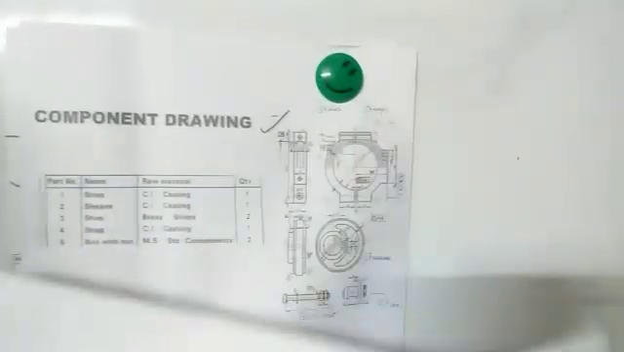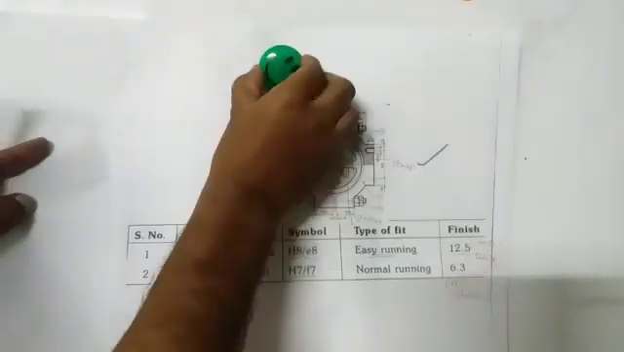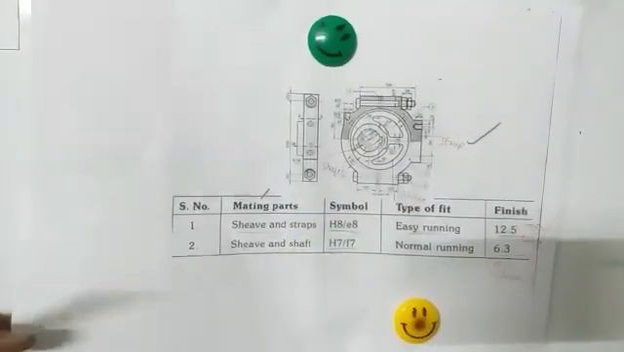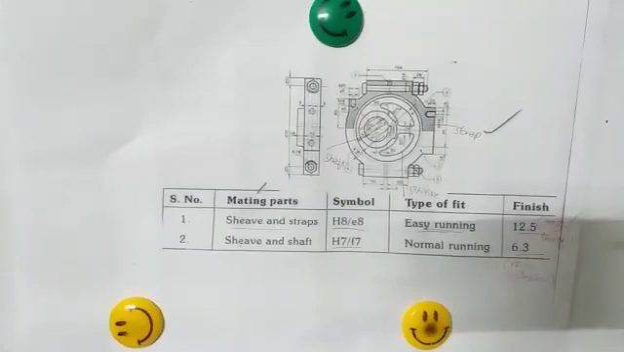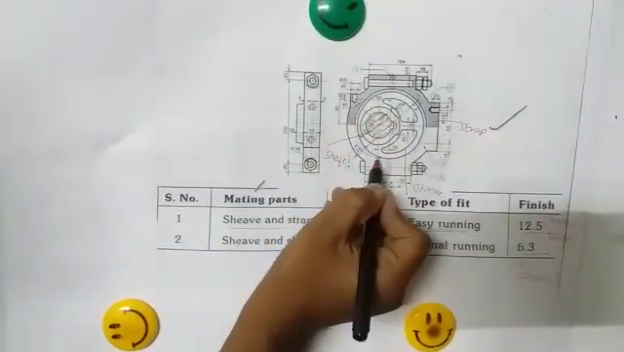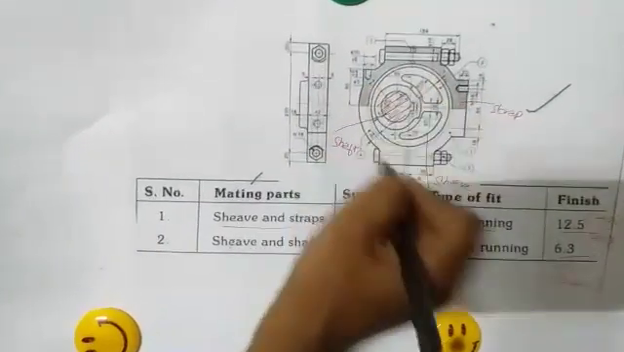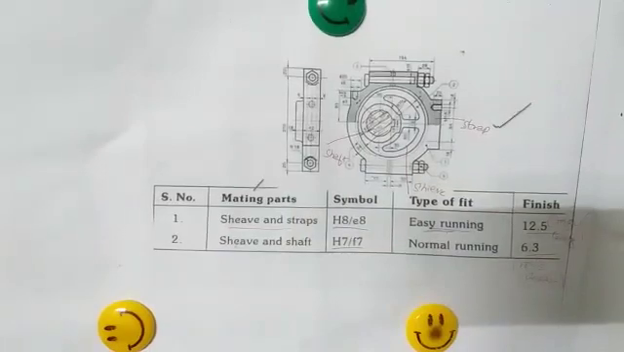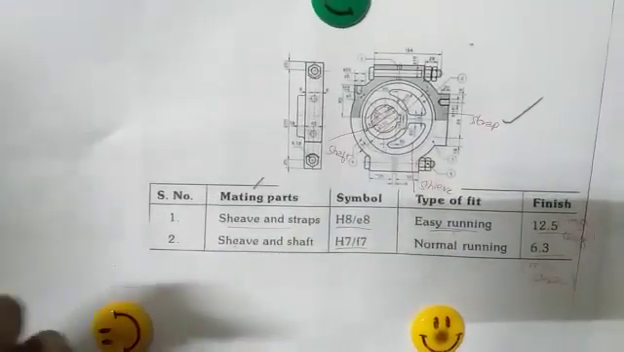We can expect limits and fits. The two types of thing we can expect: one is the sheaves and the straps. What I showed is the strap, and that's the sheaves. What kind of fit are you going to get here? We're going to get H8 and E8. That is an easy running fit, so it has to be easily running, easily rotated.